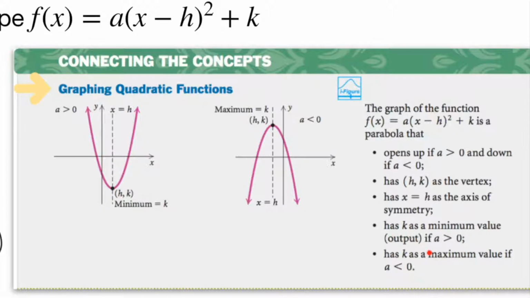k is going to be a minimum value, like right here. It's the minimum value of the parabola. It's the lowest number in the range if a is greater than 0, and if a is less than 0, if it's negative, then the k is going to be the maximum value of the parabola.